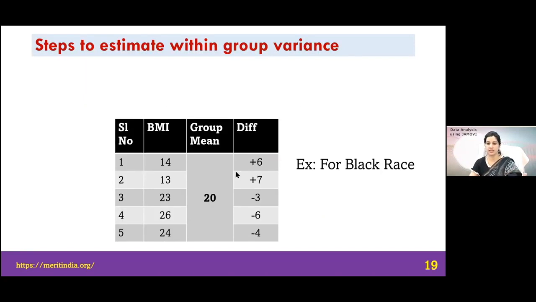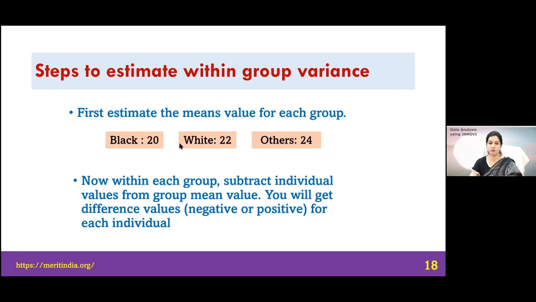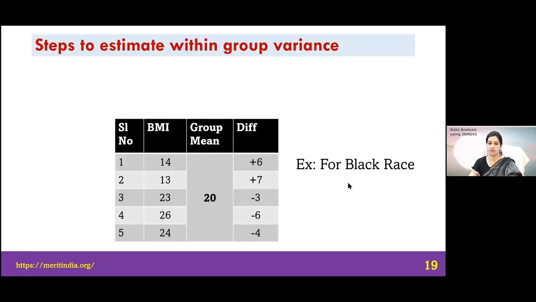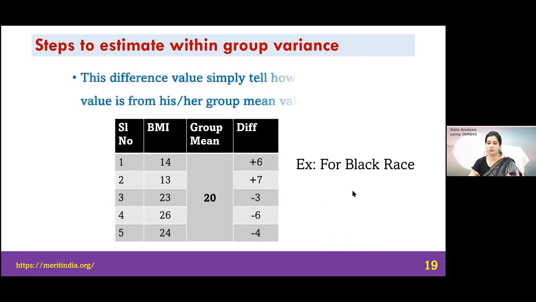Like in this case, you can see this is the 20. This was for the first group, this black one. So this is 20. We are just showing you with one example, so you can see the difference. This is 14, so this will be plus 6. This will be plus 7, minus 3, minus 6, and minus 4. But if you square it, everything will become positive, and then you sum it up and divide it by n minus 1. That will give you the within group variance.